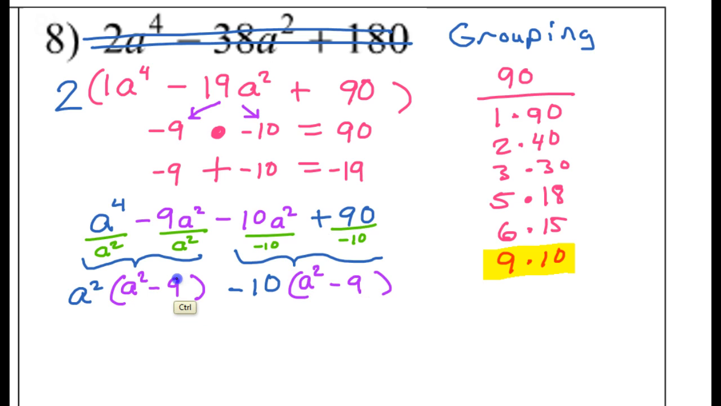Notice how the parentheses are the same. For the grouping method, that should always happen. If these parentheses are not the same, you made a mistake, go back and look for what you did wrong.